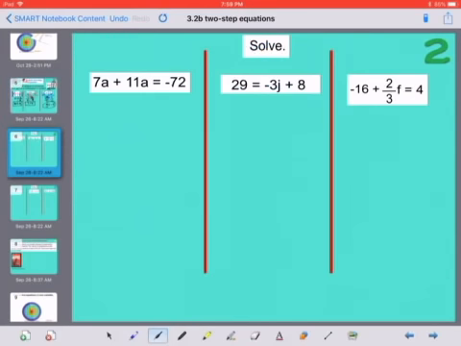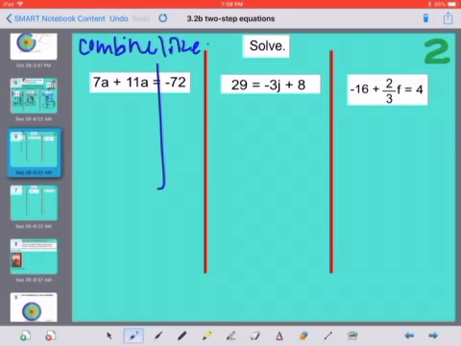Alright. Slide 2, we are still doing two-step equations. However, we can't get rid of just a number all by itself because there isn't a number all by itself other than the 72. We have two terms that have the same letter, so if we ever have two of the same letter, we need to combine our like terms first.